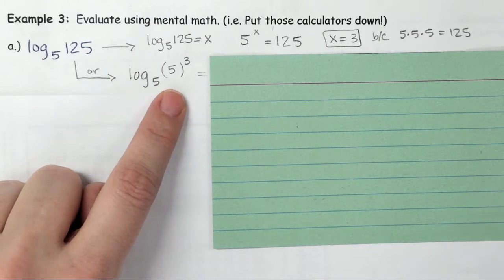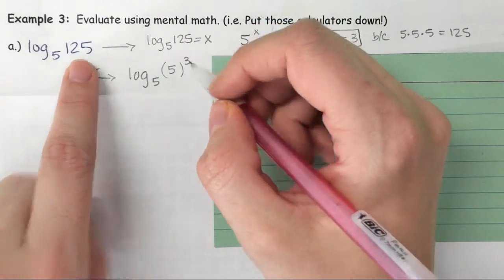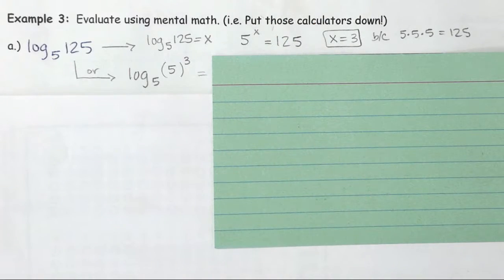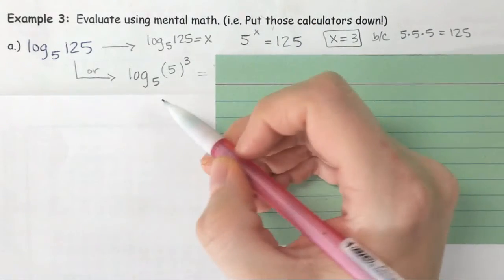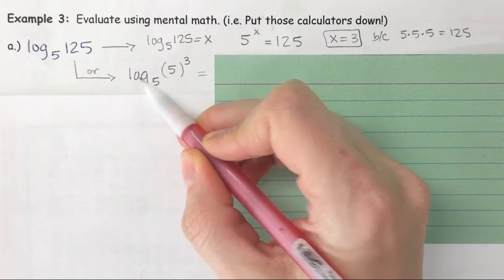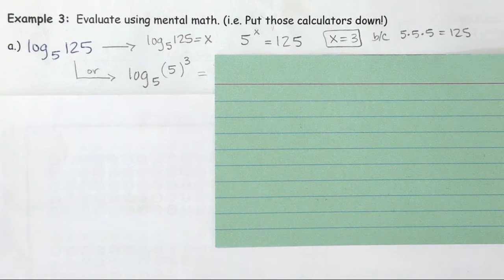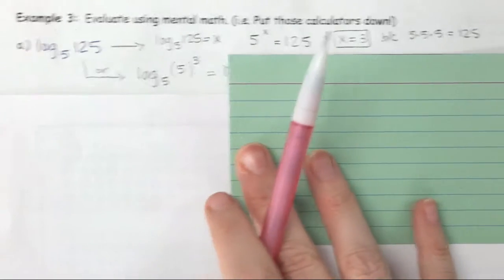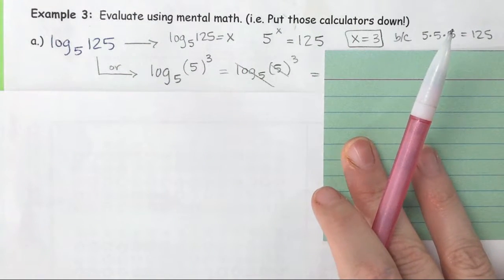So what you can do is rewrite it. So instead of 125, if you write 5 to the third, do you notice that these two are the same, the log base 5 and the 5? Okay, and these two equations are inverses. What do inverses do to each other? They're going to cancel each other out. They're going to undo the other one. So if these cancel out, log base 5 and 5, what am I going to be left with?